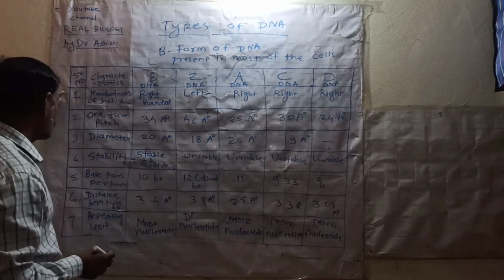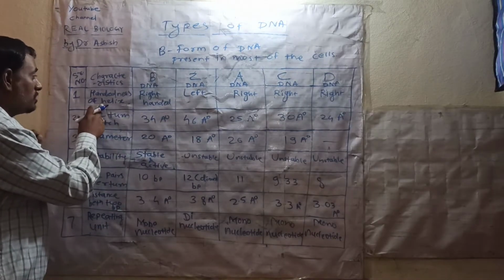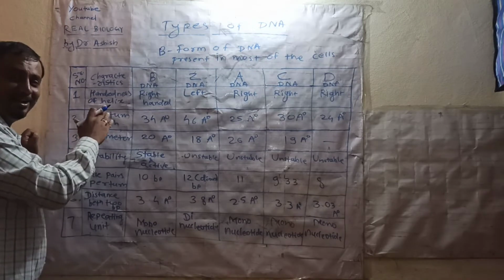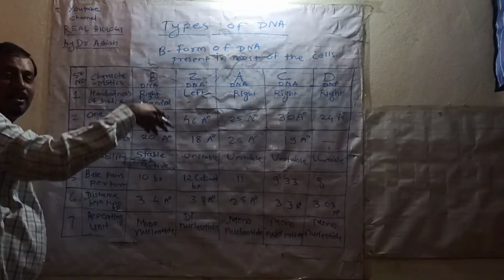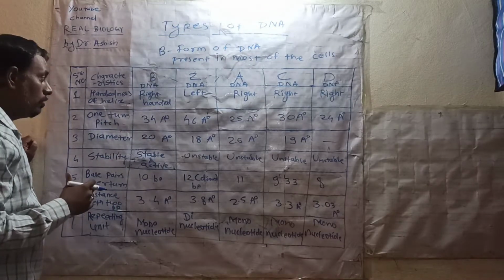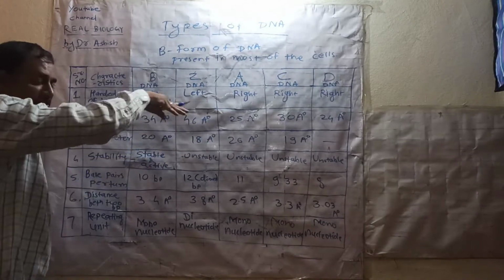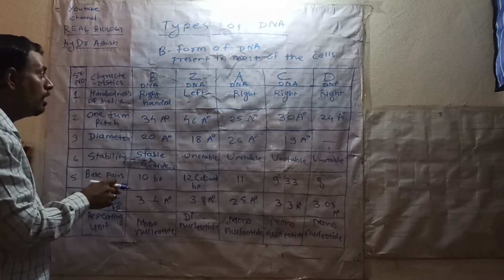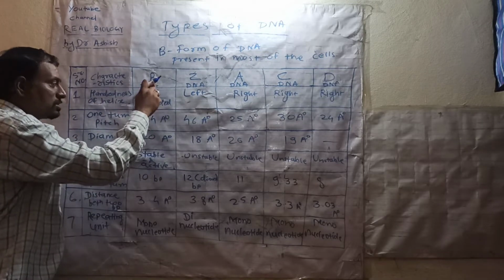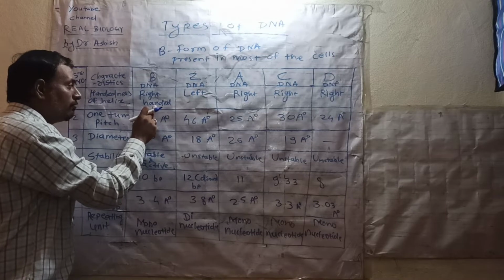Let's see the first characteristic. The first characteristic is the handedness of the helix, whether it is right handed or left handed. The helix is twisted like a ladder. On which side is it twisted, the right hand side or the left hand side? Depending on that, the handedness of the helix is determined. B form of DNA, discovered by Mr. Watson and Crick in 1953, is right handed.